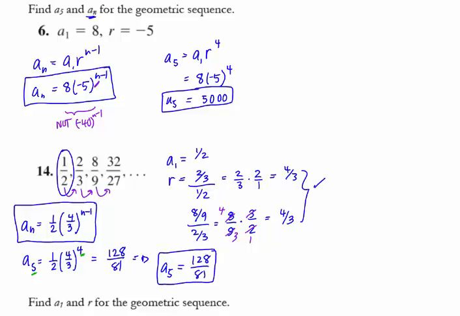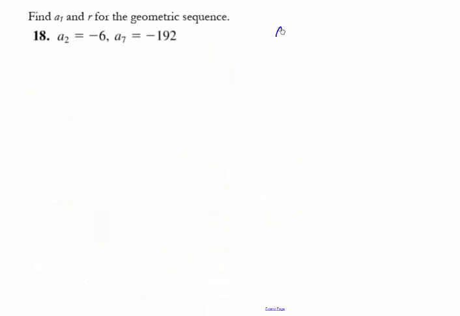So remember the general formula for any nth term is the first term times r to the n minus 1. We can use that to generate some equations from a2 and a7. For example, the second term says that a1, which we don't know, times r, which we also don't know, to the first power equals -6.